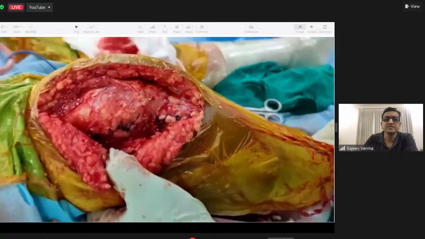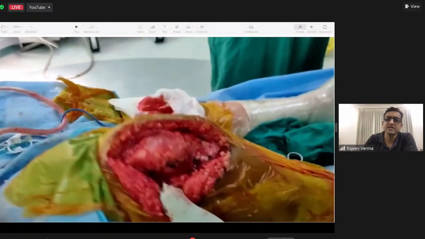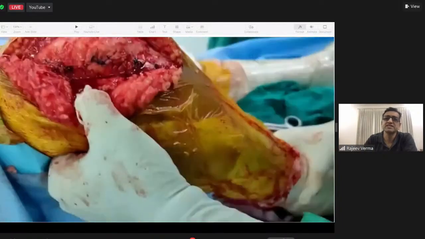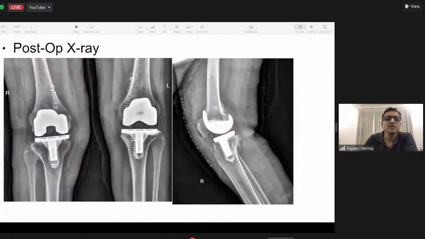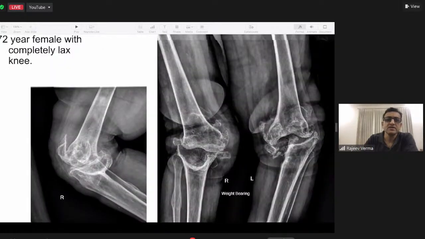I can see that there's no patellar maltracking and I've got a good range of flexion and extension movement. So this is the post-op X-ray. I have used a posterior stabilized knee. So this was just the one case I could take the pictures of intraoperatively. This I just did around 3-4 days back. These are the old cases which I have done, but I didn't have the intraoperative pictures.